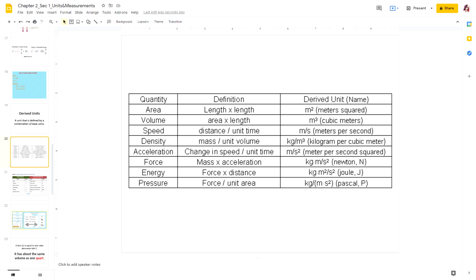And then you have speed, which is distance over unit time, meter per second. Density is mass over unit volume, kilogram per cubic meter. Acceleration, change in speed over unit time. Force, mass times acceleration. Energy, force times distance. And pressure, force divided by unit area. And you can go back to this table if you need this in your computations later on.